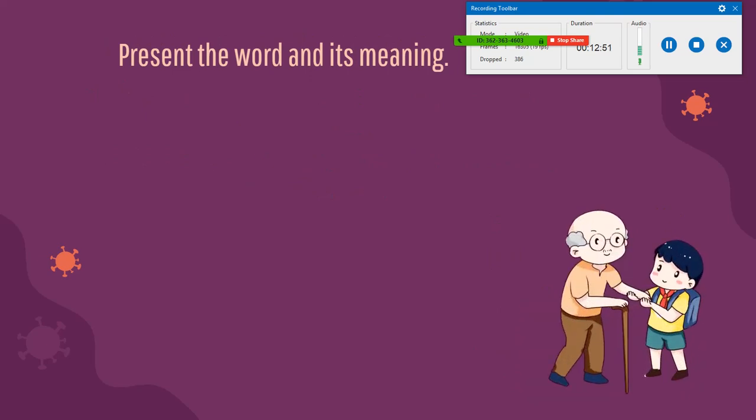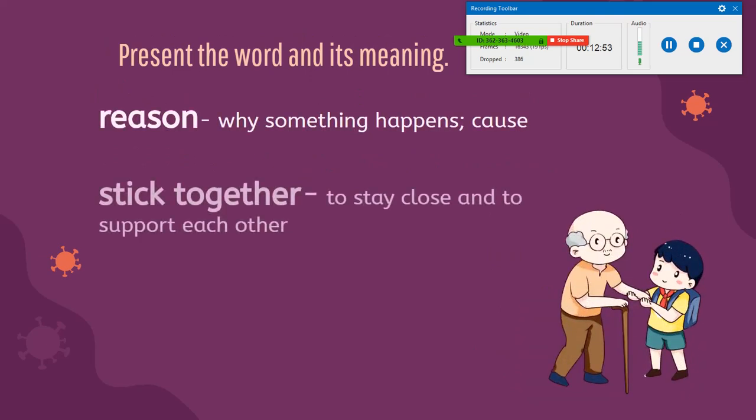Other words would be reason and stick together. My sample sentence for reason is, the reason why I help my grandpa is because I love him. Or, because I love him, I help my grandpa. In the sentence, what is the boy doing? He helps his grandfather. Why is he doing it? Because he loves him. Because he loves him is the reason.